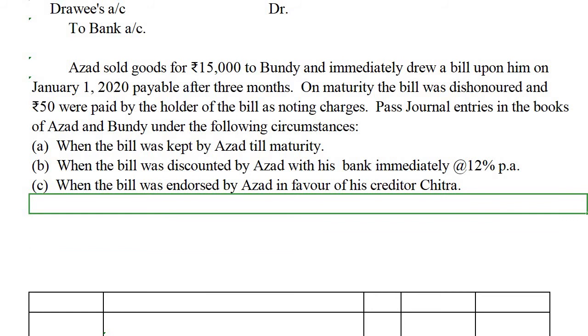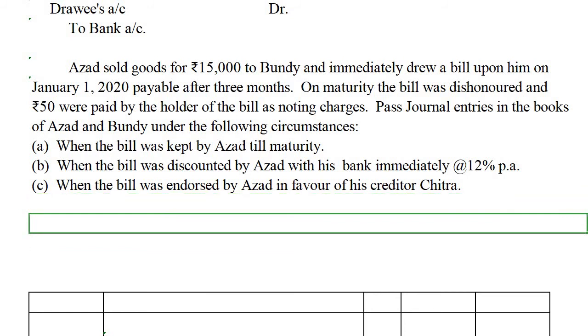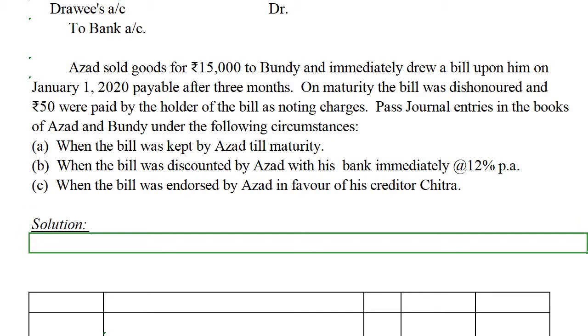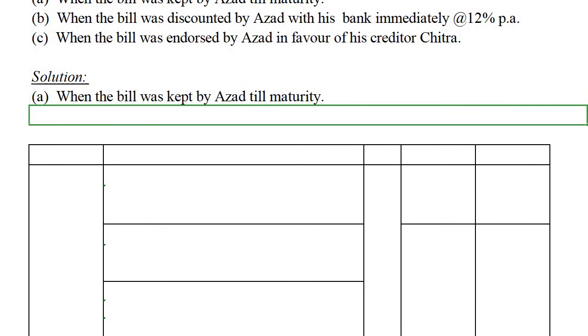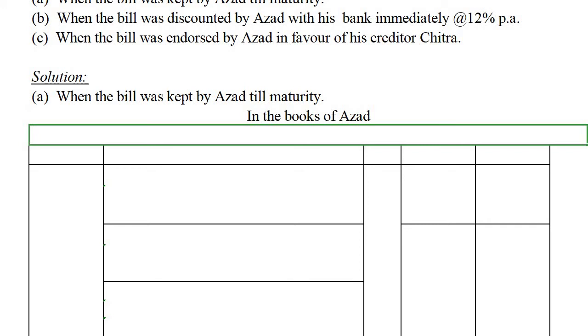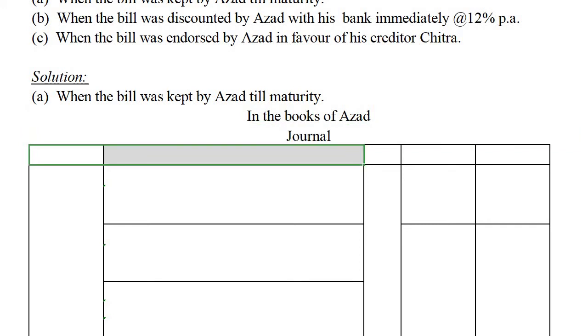Then how can we solve this question? Let us write the first case in the solution. What is the first case? When the bill was kept with Azad till maturity. So we can write in the books of Azad, journal we are writing. So this is the journal heading.